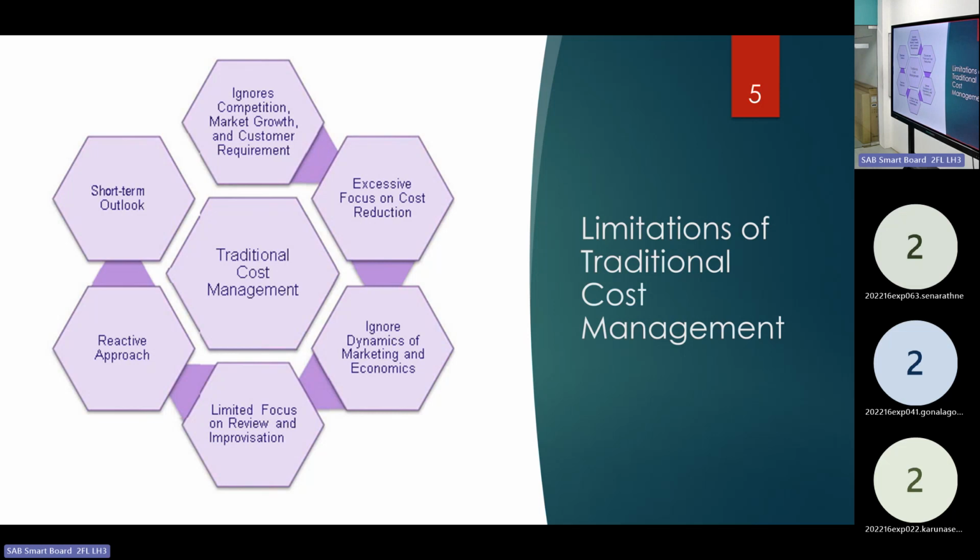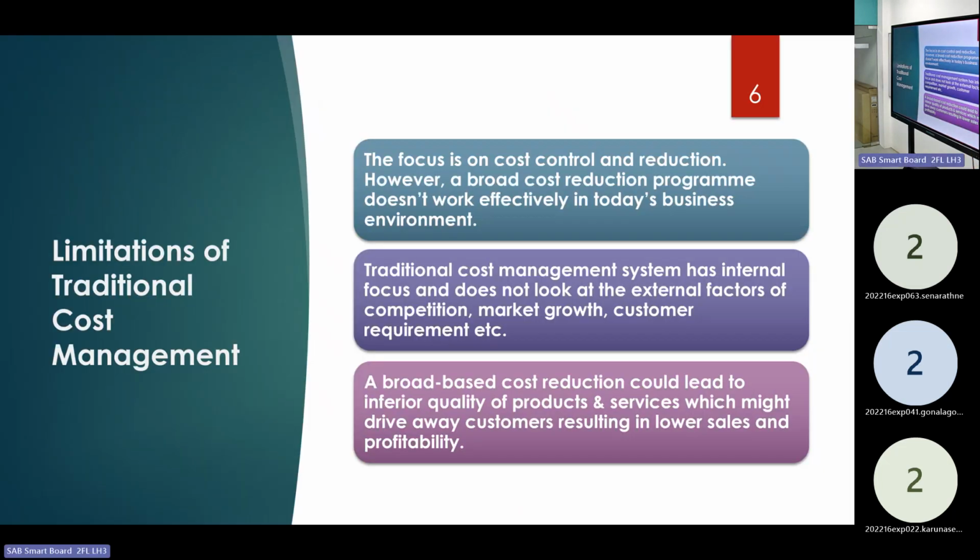Under strategic cost management, we are using some traditional cost management techniques like overhead absorption, right, and budgeting and standard costing, variance analysis, those tools and techniques. But we should know these traditional cost management techniques have these limitations. So to overcome these limitations, we are using this strategic cost management. So the limitation, traditional cost management focus is on cost control and cost reduction.